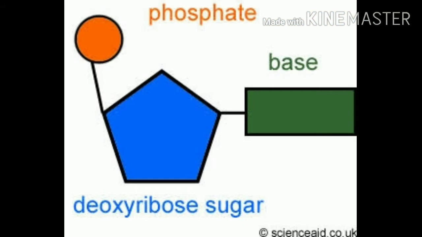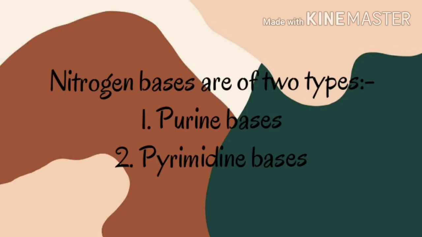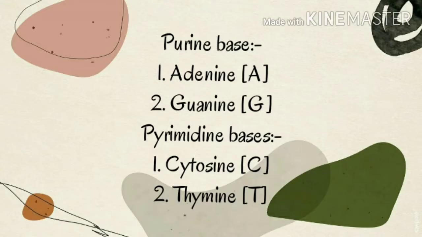As we can see in this picture, the phosphate group is shown in orange. The sugar here is deoxyribose sugar, shown in blue, and the nitrogen bases are shown in green. Basically, a DNA has two types of nitrogen bases, purine bases and pyrimidine bases. Purine bases are of two types, adenine and guanine, and pyrimidine bases are of two types, thymine and cytosine.